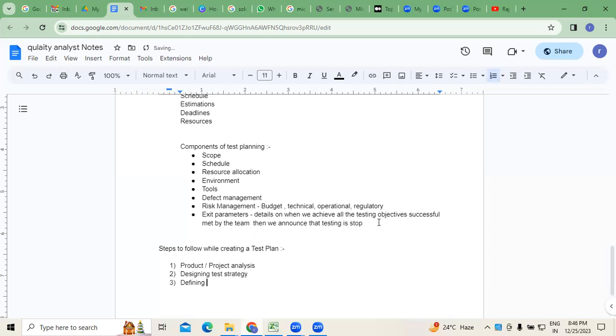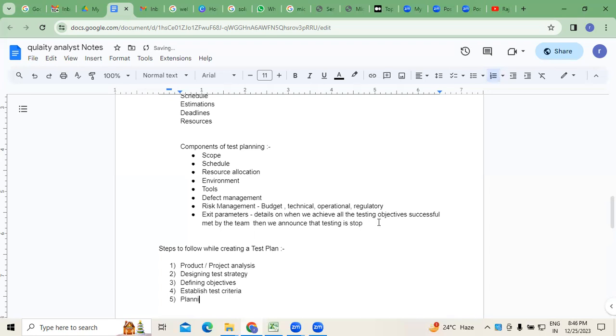The next is defining objectives. What must be the objectives that have to be defined here? Next, we have to establish test criteria, right? If you want to do the testing, is there any criteria we follow? If there is any criteria we need to follow, what must that criteria be? This is where establishing the test criteria is included.